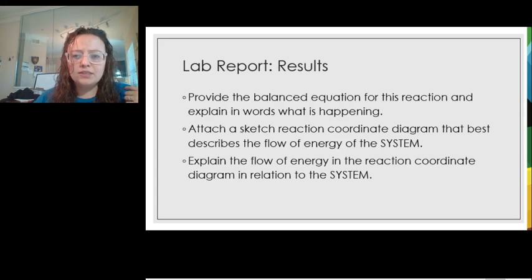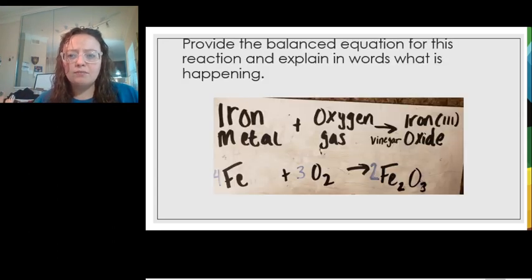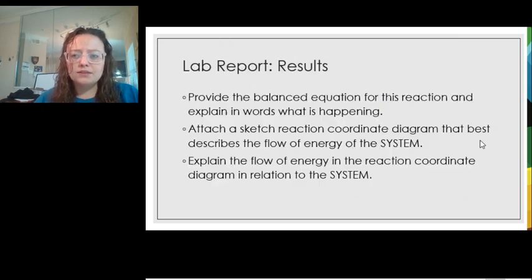Our balanced equation is here. We have our iron metal reacting with oxygen gas. We can consider vinegar a catalyst. Again, we'll learn what that is in a little bit. And this iron 3 oxide is produced. Now let's talk about the reaction coordinate diagram of the system.